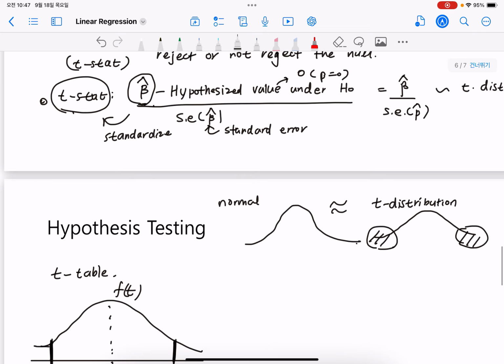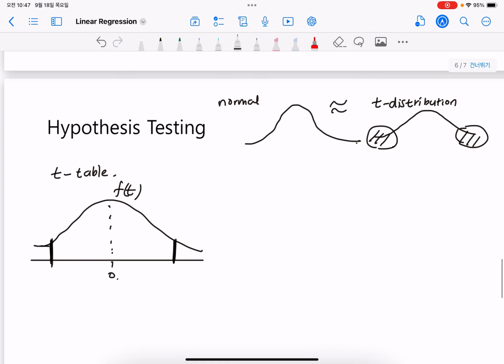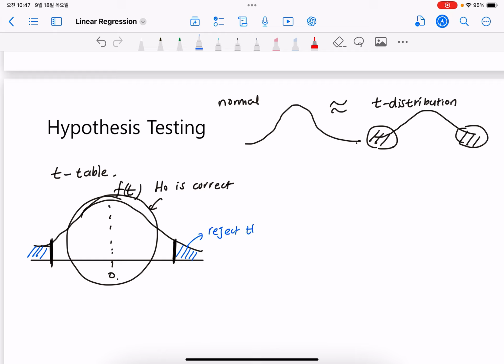And by the way, under H0, beta is assumed to be 0, meaning that the t-stat will also be 0, right? So if H0 is correct, then it will be around this point, right? But we want to show that it's not the case, right? It's either here or here where we can reject the null, right? And this is where we can say, oh, x and y possibly have a relationship.